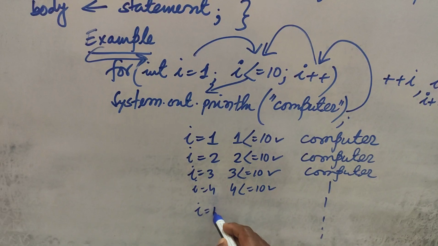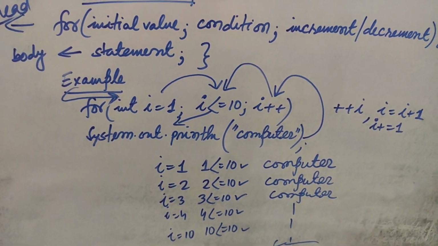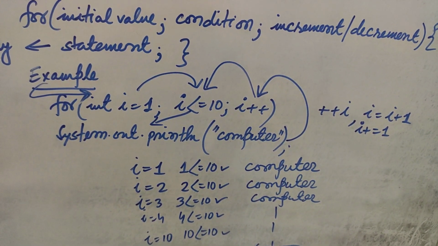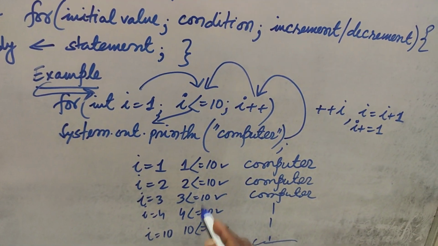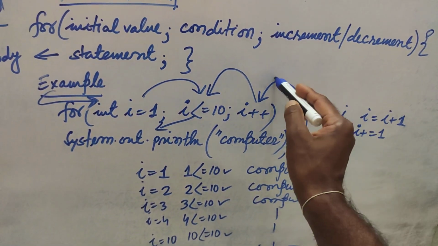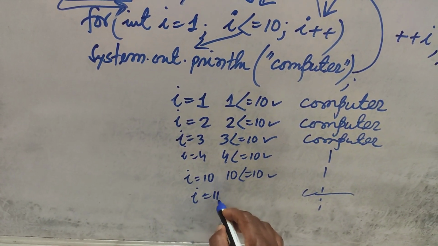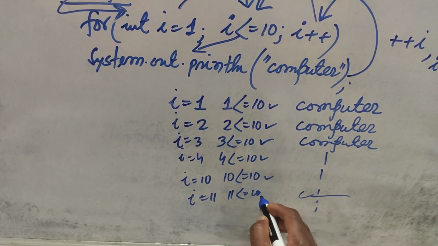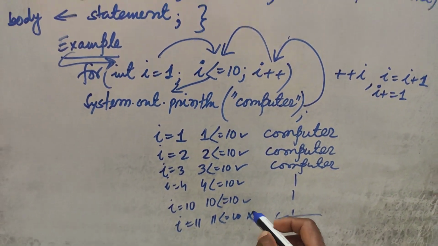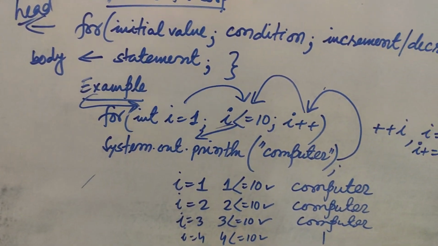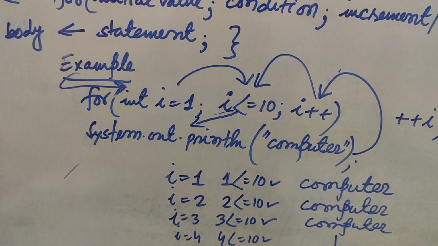When the value of I equal to 10, 10 less than equal to 10. True. The word computer will display. So 1, 2, 3, 4, 5, 6, 7, 8, 9, 10. The value of I is 10. 10 less than equal to 10. True. It comes here. Display. Then it returns back. Now see, when the value of I equal to 11, 11 less than equal to 10. False. False means now it comes outside the loop body. It will work like this way.